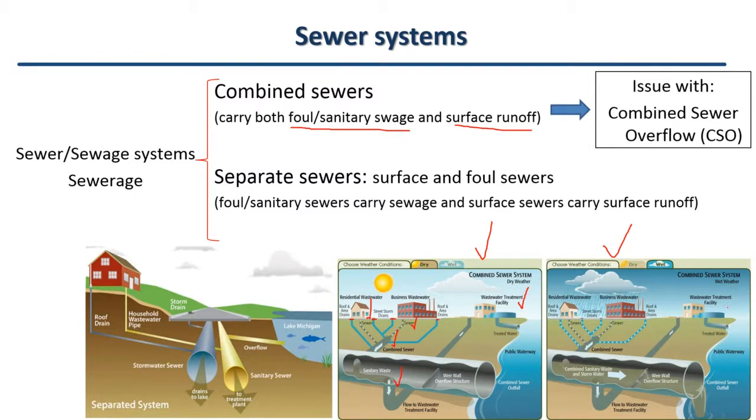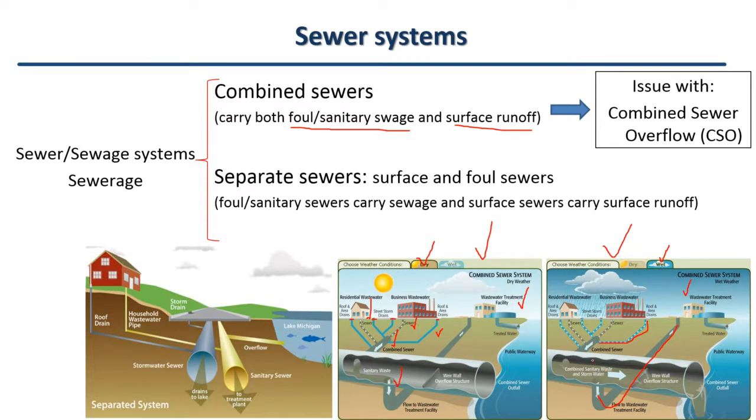This is the dry season. In the dry season, these drains are completely empty, and the only thing carried is the sanitary sewage or sanitary waste. However, at the time of rainfall, the wet period, the drains are also full of surface runoff, and all of it is taken through this pipe to the wastewater treatment facilities. The facilities treat the wastewater and discharge it to the receiving water, which could be a lake, groundwater, whatever.